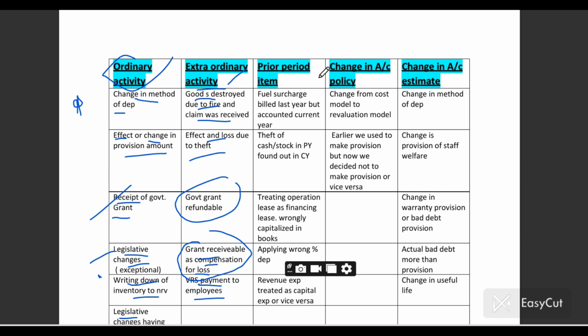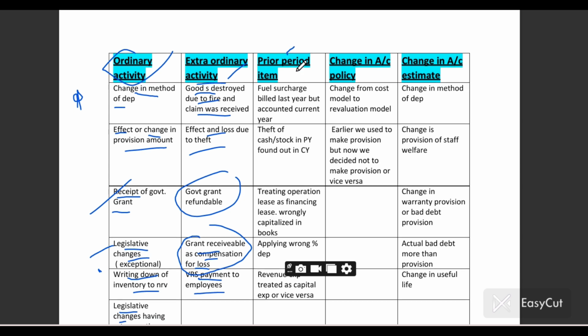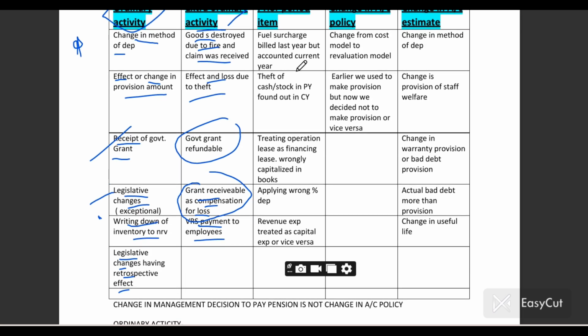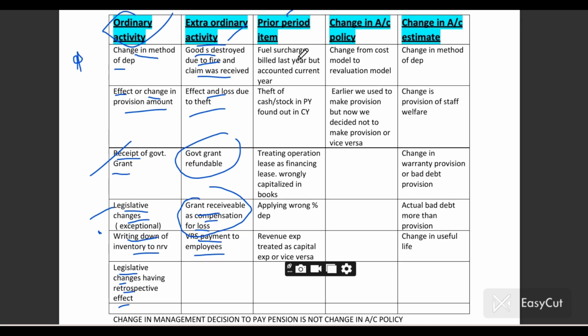Then prior period item. Prior period item means any income or expense which arises in the current year because of an error or omission of a previous year. Any error or omission of a previous year which is not of the current year is our prior period item, for example wrong depreciation charge, or wrong treatment of operating lease as finance lease. So what is the requirement as per AS5? Any prior period item shall be separately disclosed in P&L, so that its impact on current year profit can be shown.